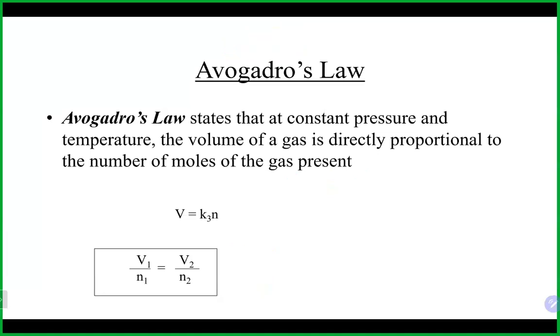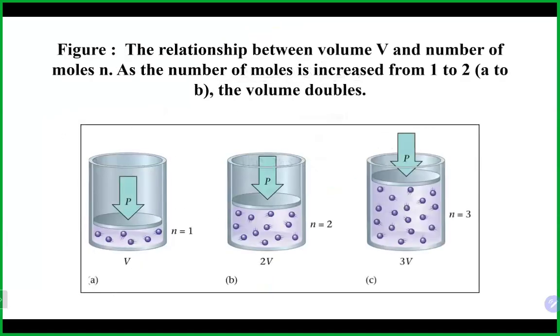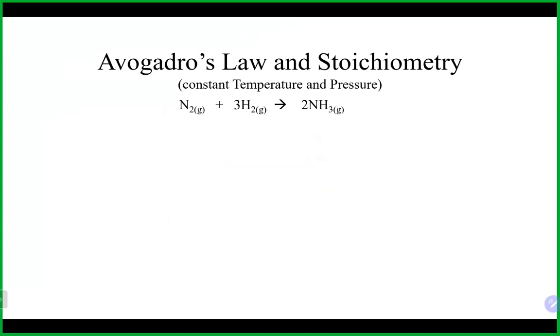A sort of relationship of Avogadro's law that we see is, again, we have 1 mole of gas, we have 1 volume. If we have 2 moles of gases, we have 2 volumes, 3 moles of gases, 3 volumes. A relationship that can be used is actually stoichiometry, a situation where you have all gases and you have constant pressure and temperature. You could actually use Avogadro's law to solve a problem like this.